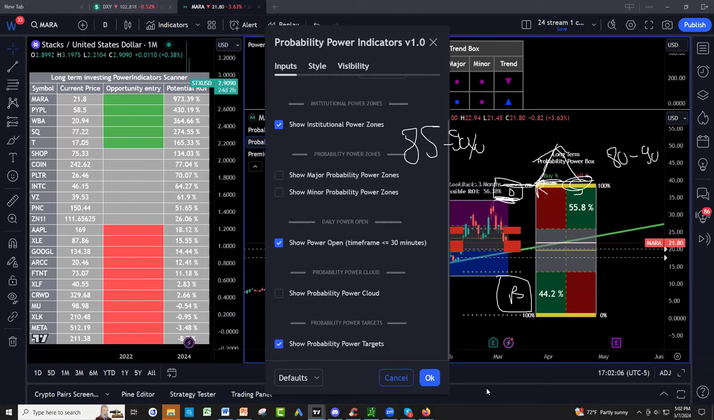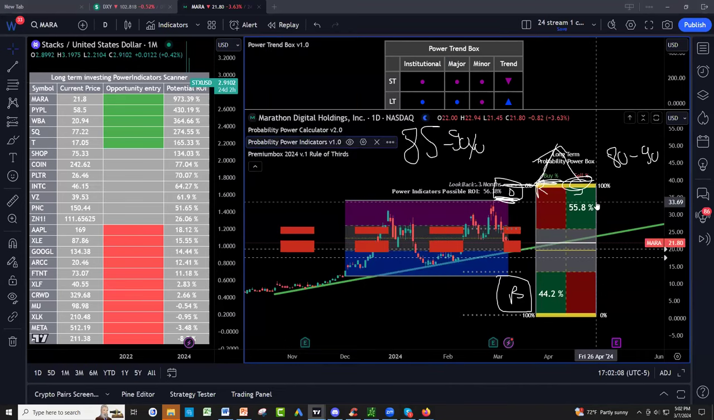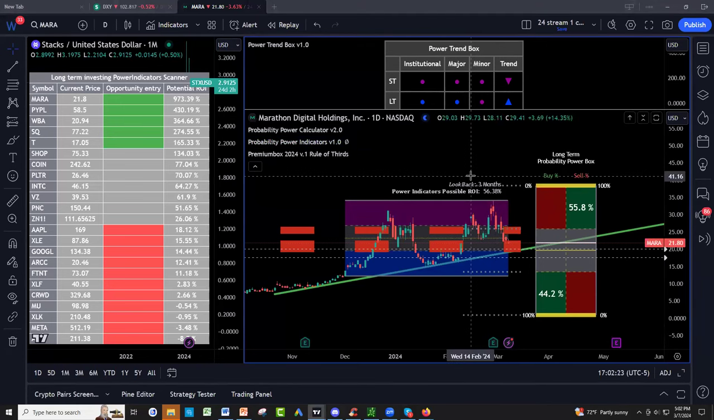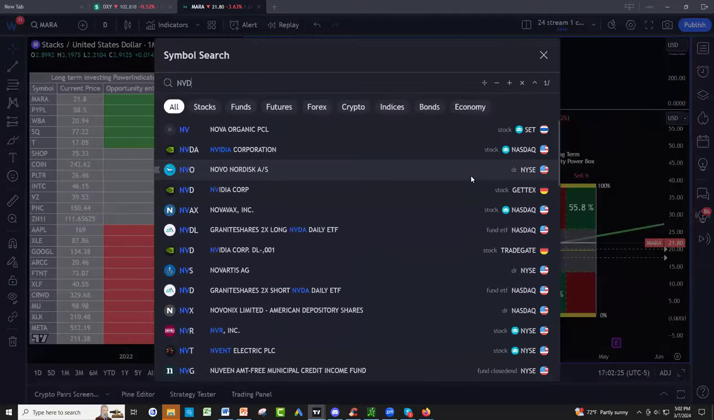You got the bottom, show probability power target. And those targets will show when you blow up all the calculators. Usually the calculator will readjust, but if it happened that day, the elastic stretched so much, you have a point reference on the calculator. Like for instance, let me show you NVIDIA. I think NVIDIA has done that today.